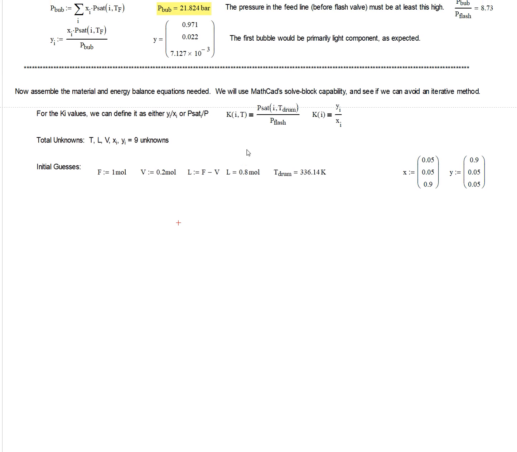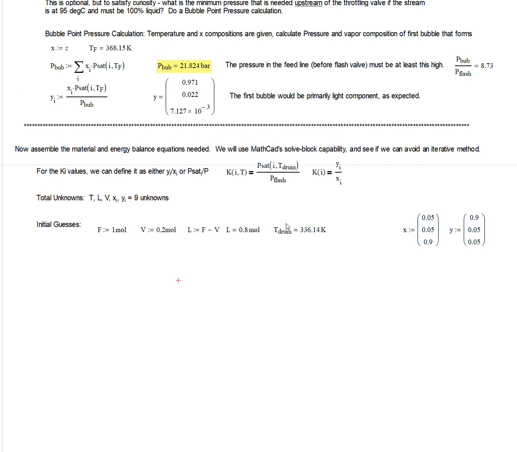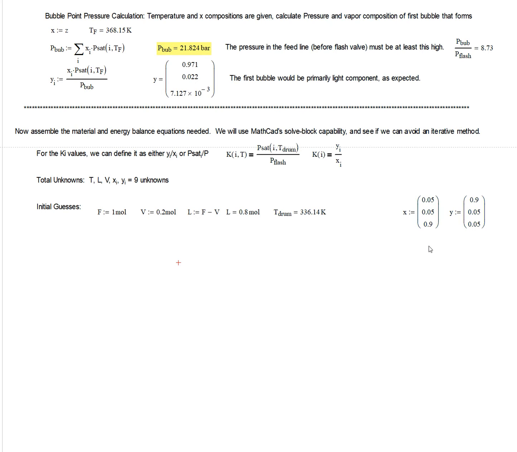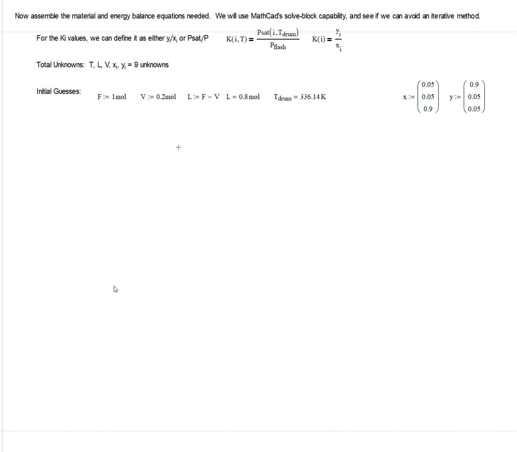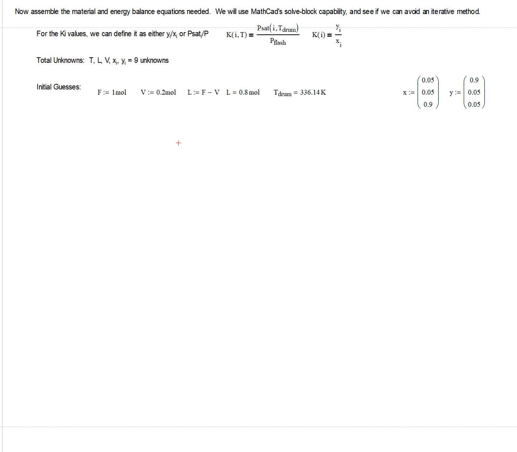For my T drum, remember we calculated that above as the average of our dew point and bubble point temperatures. And then I just entered some values, making sure that they summed to 1. I'm assuming that the vapor phase is going to be highly enriched for the propane, and the liquid phase is going to be highly enriched for the heaviest component, the octane.